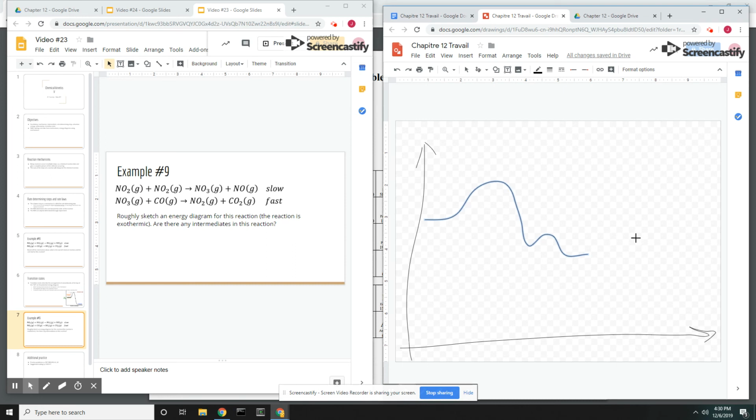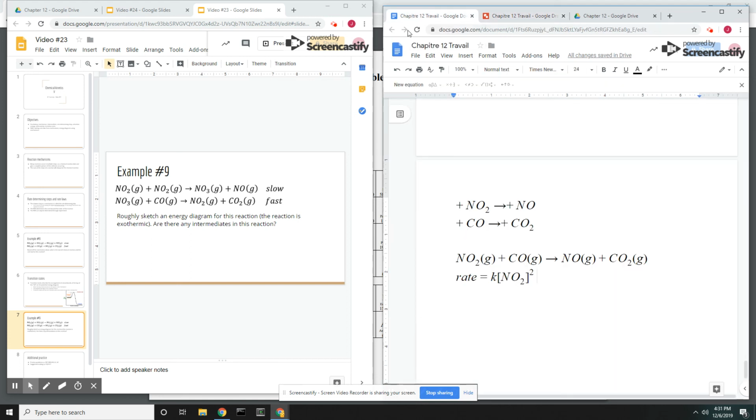And then as far as any intermediates go, what I'm looking for is something that is produced and then consumed. And the answer to this is yes, there is an intermediate. NO3 is produced in the first reaction and then consumed in the second reaction, and it doesn't appear in the overall equation. So therefore, NO3 is an intermediate.